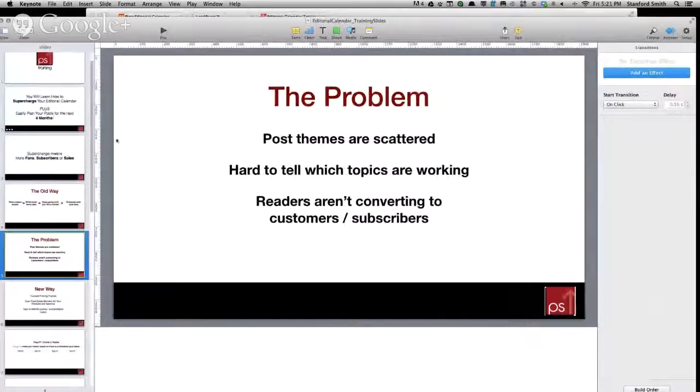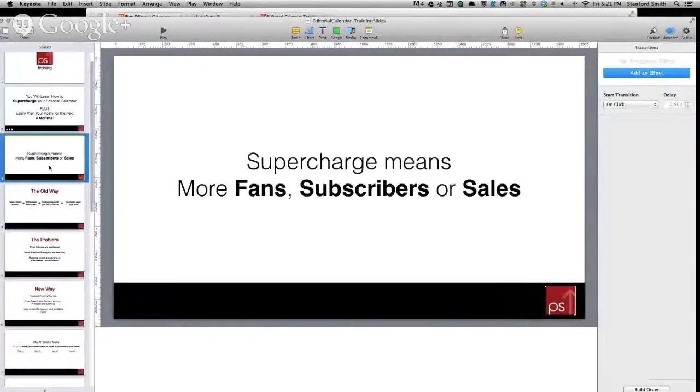And the one slide that I skipped over is that when I say I'm going to help you supercharge your editorial calendar, it means that I want you to be able to use your calendar as a roadmap to getting more fans, more subscribers, more sales. Whatever your goal is, your editorial calendar can be the roadmap for getting you there. So that is where we're at, and I'm going to show you my way of going about it, or what I call the new way of putting together an editorial calendar.